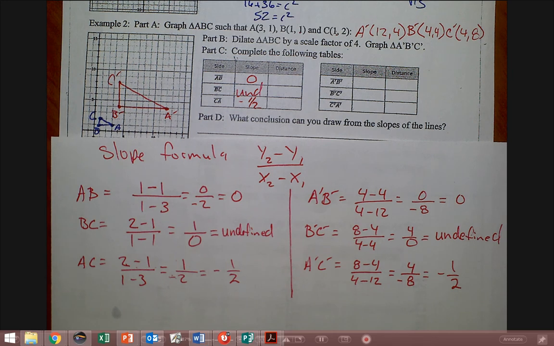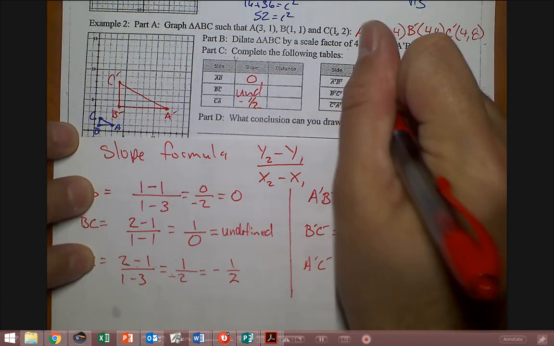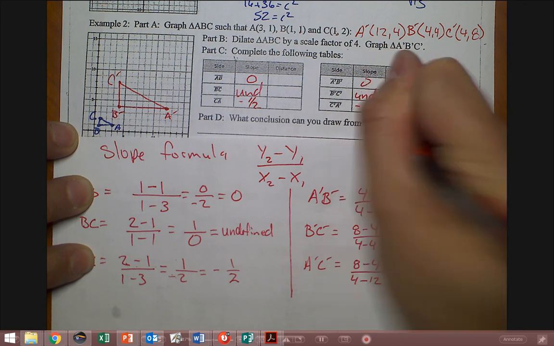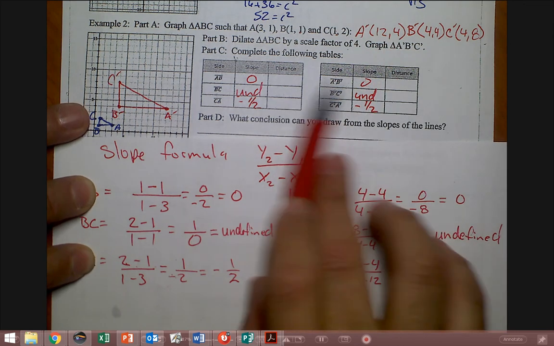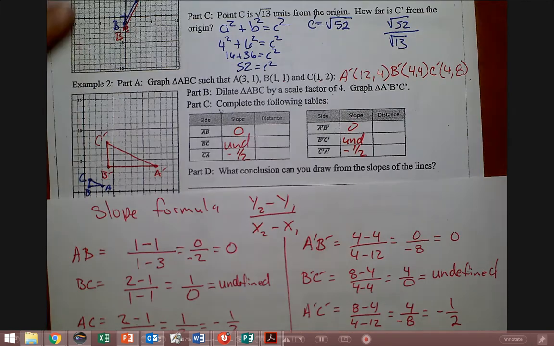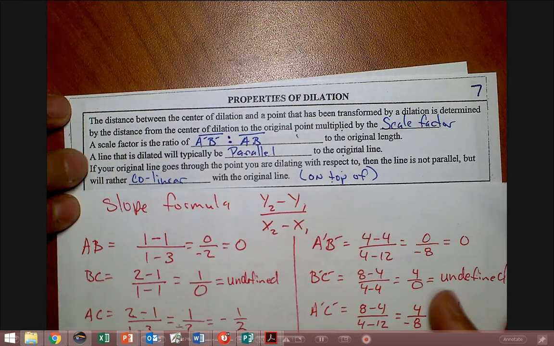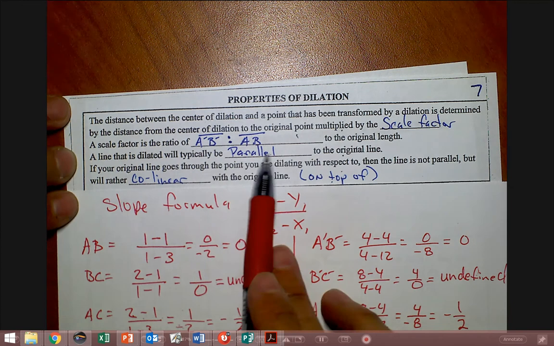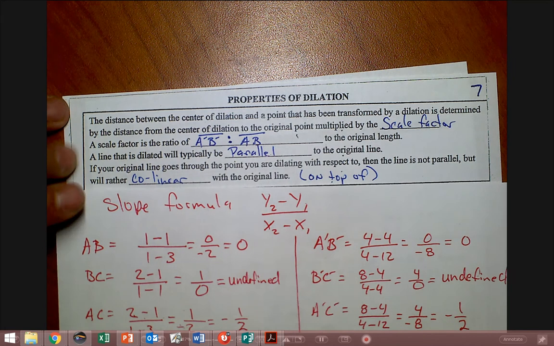Alright, so I finished this up. Let's go ahead and plug them in. 0, undefined, and negative 1/2. Are they all the same? Okay, so I have the same slopes, don't I? So let's go back up to the beginning. If they have the same slope, they will be parallel. So same slopes are parallel. That's important to know.